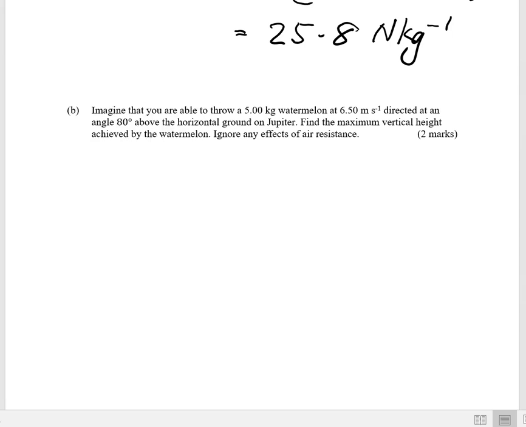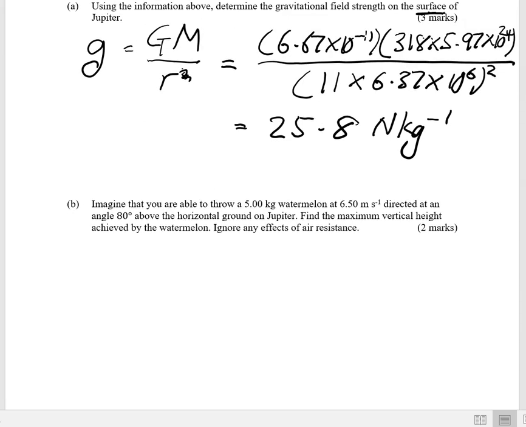Second question, of course, you rely on the information in A. Imagine you are able to throw a 5 kg watermelon at 6.5 meter per second, directed at an angle of 80 degrees above the horizontal. Find the maximum vertical height achieved by the watermelon.